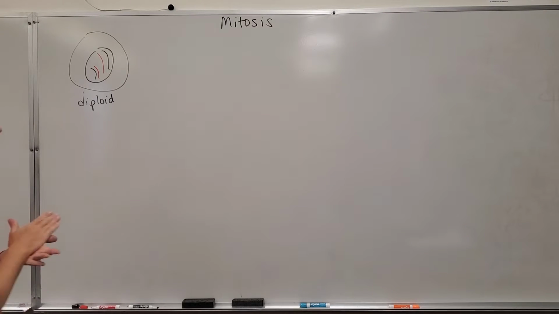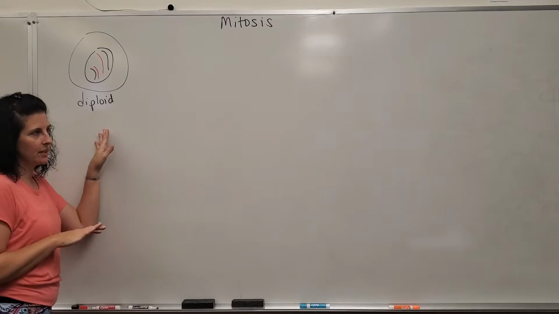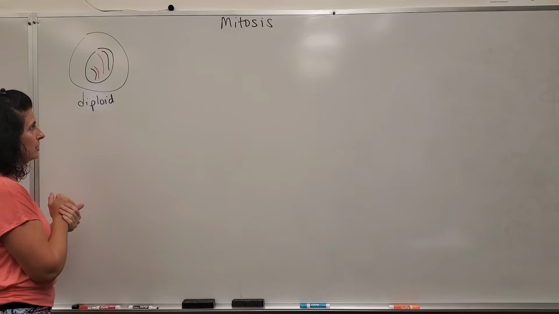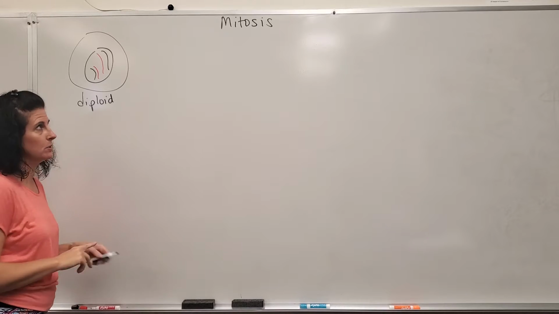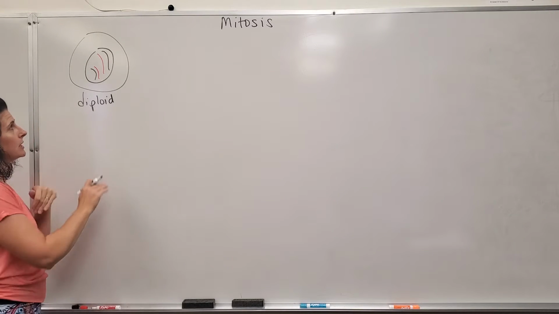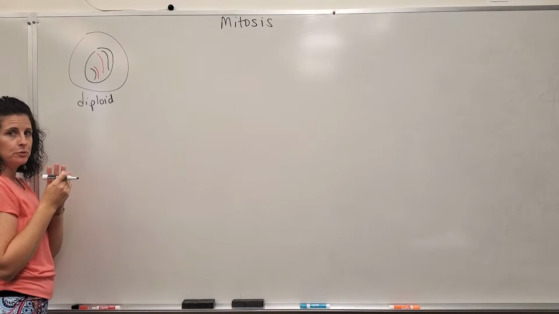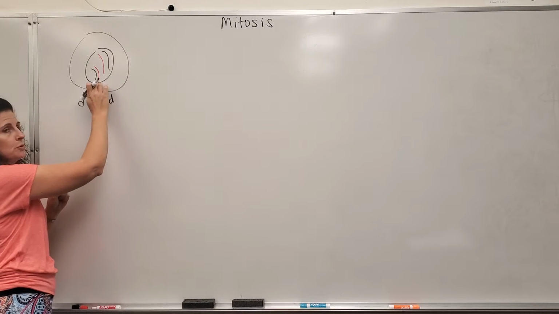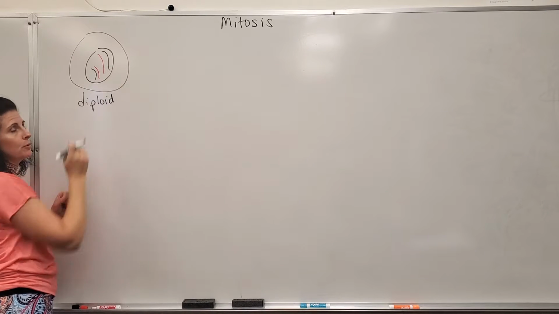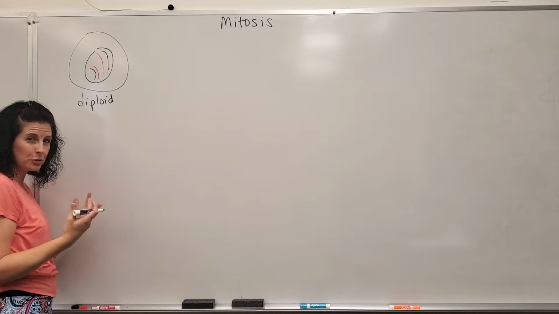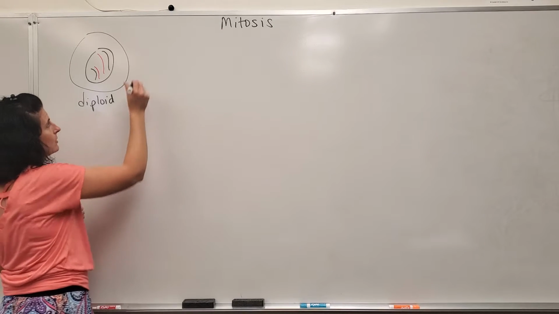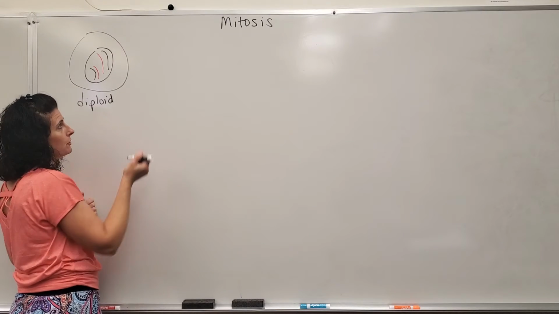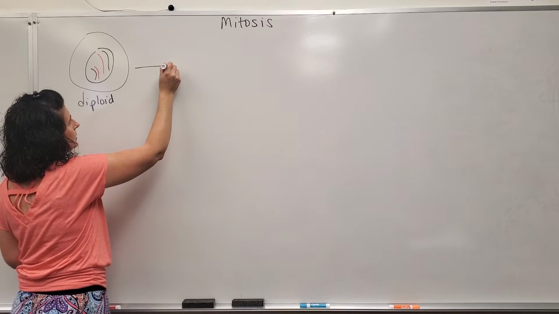All right, so now we are going to take this diploid cell that we just talked about with our homologous chromosome example, and we're going to send it through mitosis. So again, at this point, we have 4 chromosomes. We have 2 chromosome number 1s, 2 chromosome number 2s, so again, 2 homologous pairs, and now we're going to go through mitosis.